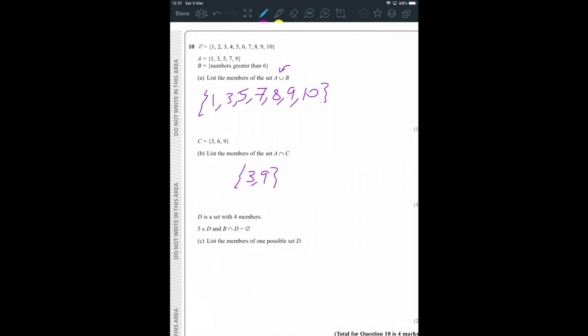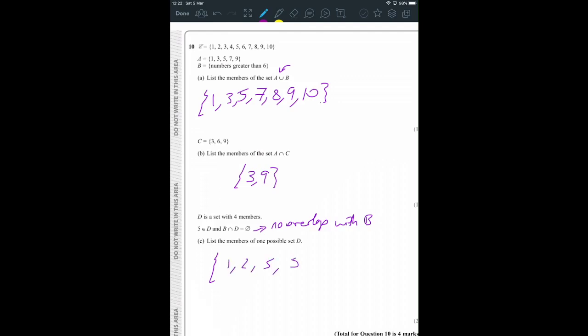D is a set with 4 members. 5 is in D, and there's no overlap. That line there is saying no overlap with B. Well, to have no overlap with B, I can't have any numbers greater than 6. So I need 4 numbers. 5 has to be one of them, and there are no numbers greater than 6.